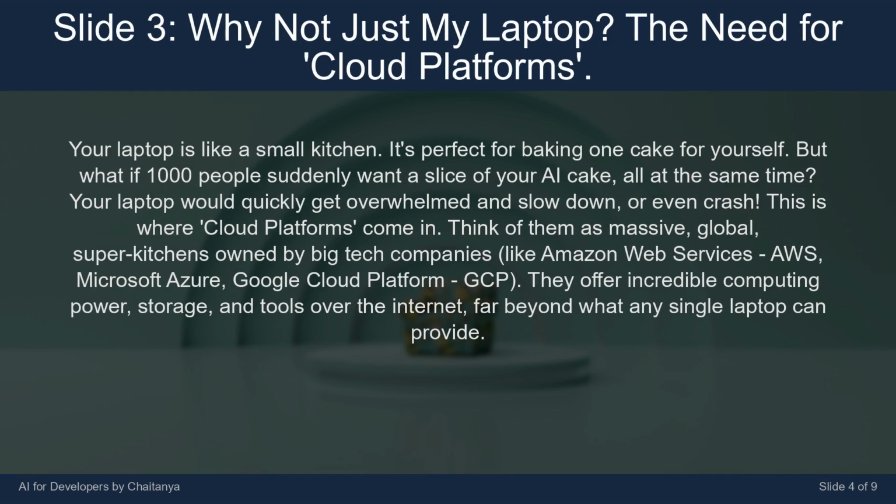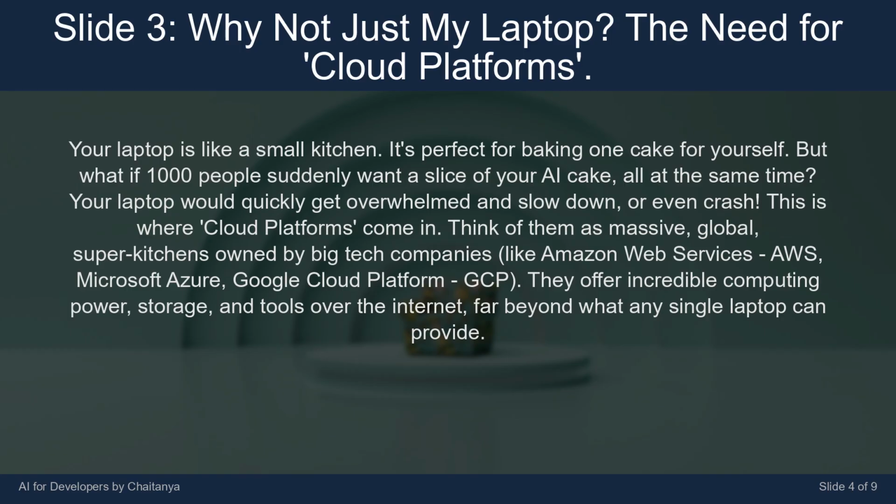Your laptop is like a small kitchen. It's perfect for baking one cake for yourself. But what if 1,000 people suddenly want a slice of your AI cake? All at the same time? Your laptop would quickly get overwhelmed and slow down, or even crash. This is where cloud platforms come in.